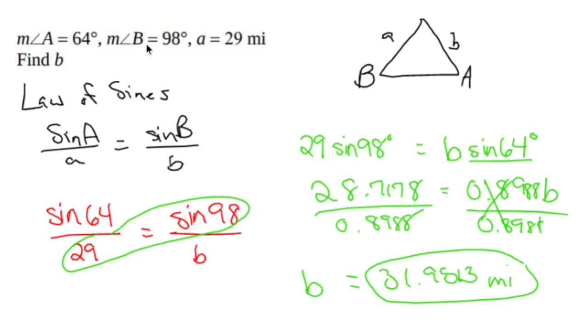So whenever I give you a triangle, okay, and you have two pairs of things and you're missing one of them, that's when you use the law of sines. Okay? And that's what we did.